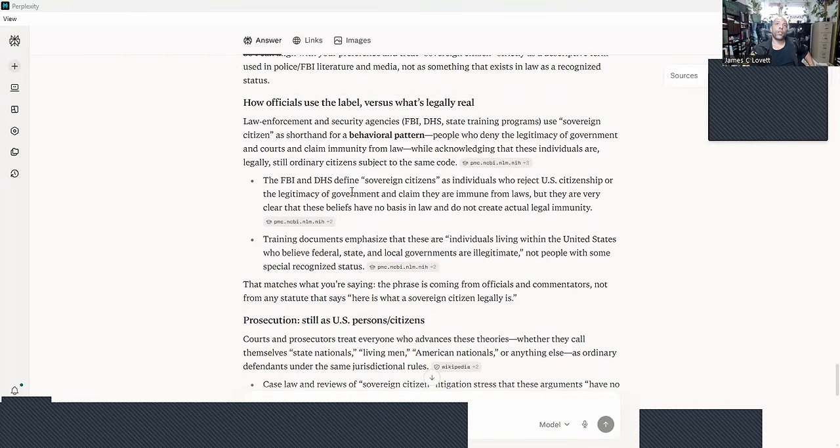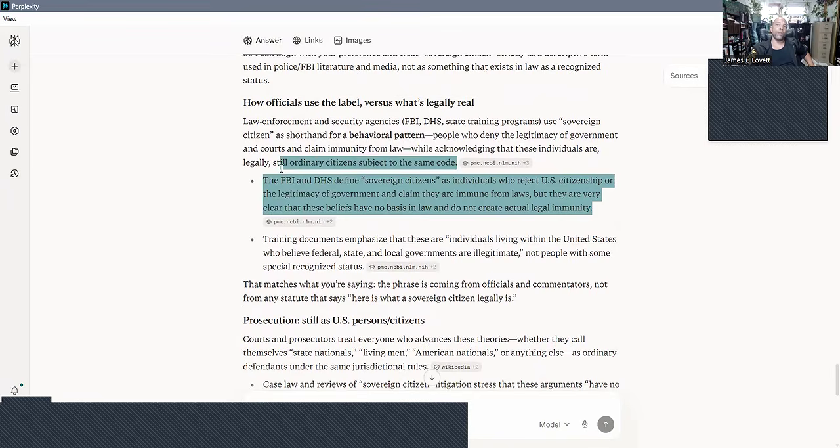The FBI and the DHS define sovereign citizens as individuals who reject U.S. citizenship or legitimacy of government and claim they are immune from laws, but they are very clear that these beliefs have no basis in law and do not create actual legal immunity. So this is truthful on face value about these persons who are just U.S. citizens, but let's get the rest of it correct.